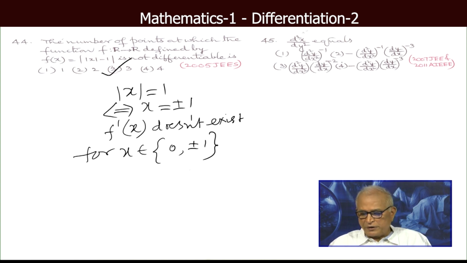d2x/dy2 equals, ఇది JEE paper of 2007 a 3 marks question and 2011 EAPCET 4 marks question. EAPCET పేపర్లో 4 మార్కులు దీనికి ఇచ్చారు, జేఈలో 3 మార్కులు ఇచ్చారు. చాలామంది ఏమనుకుంటారంటే dx/dy అంటే 1/(dy/dx) కాబట్టి d2x/dy2 కూడా 1/(d2y/dx2) అనుకుంటారు. తప్పది, కరెక్ట్ కాదు అది. అందుకే ఫస్ట్ ఆప్షన్ అలా ఇచ్చారు మీకు, దాని రెసిప్రోకల్ కింద, అది కరెక్ట్ కాదు అది.